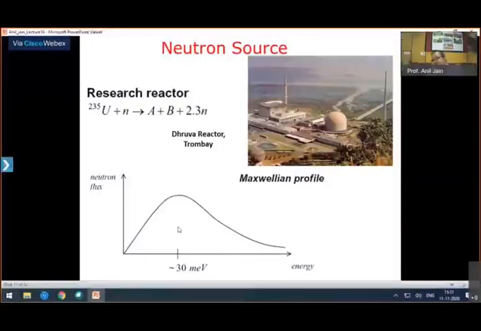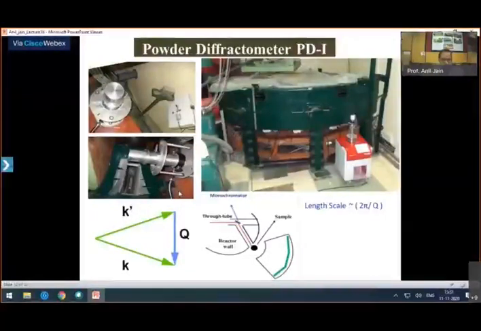But for doing a diffraction experiment with a continuous source like a reactor, what you need is a monochromatic beam. Now, how to get this monochromatic beam? You try to take a slice of this Maxwellian. I have to take only this slice of the Maxwellian, and for this I put a crystal which is called a monochromator. So the monochromator is a single crystal.